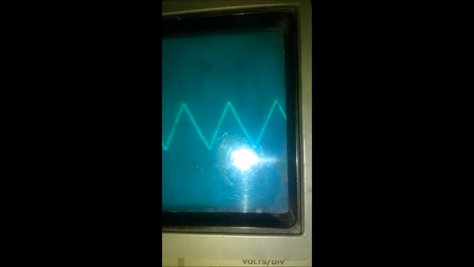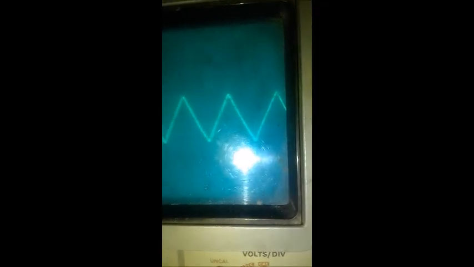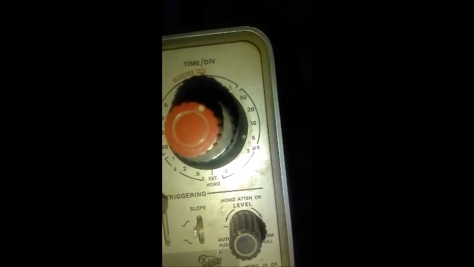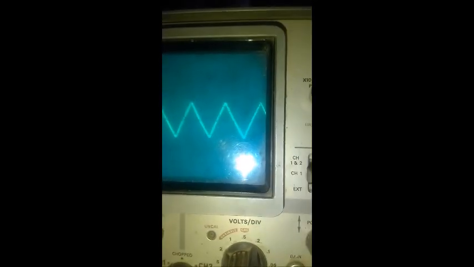And the frequency, you can actually check the frequency. From here to there, that's on 5 microseconds per division. So that's 5, 10, about 12 microseconds. That's the MOSFET oscillator.